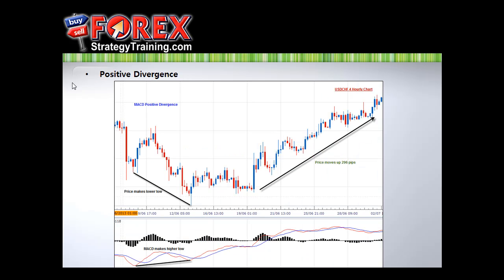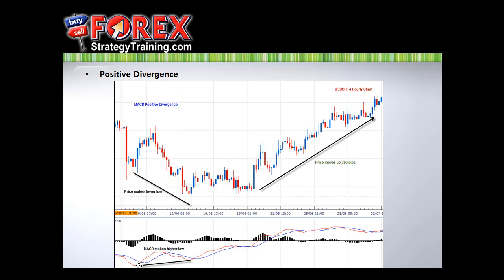You see here, this is a positive divergence. This is an example of a positive divergence. I actually took this picture from US dollar Swiss franc on a 4-hour chart. So what exactly is a positive divergence? Can you see that the price makes a lower low? The price moves up, and moves down. You can see this low is lower than this low. This is what we call a lower low.